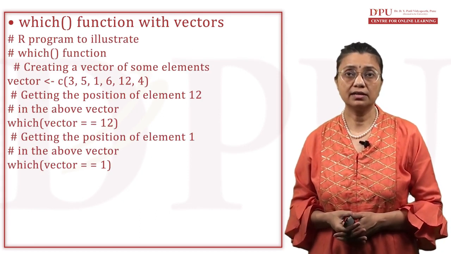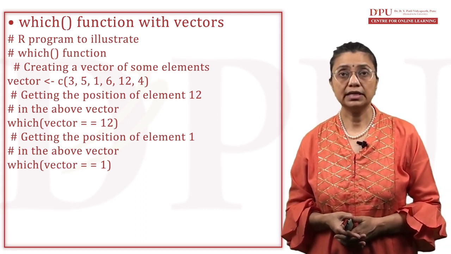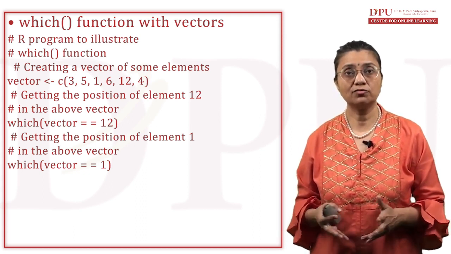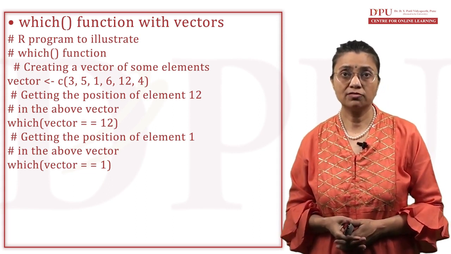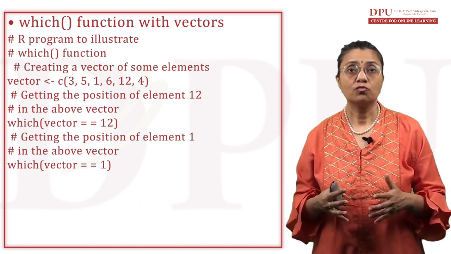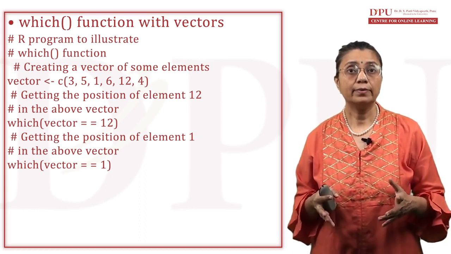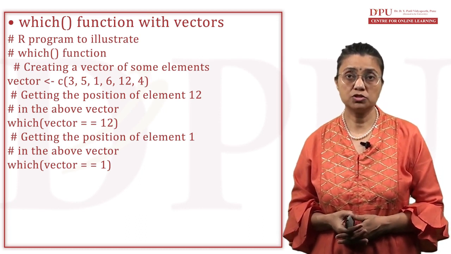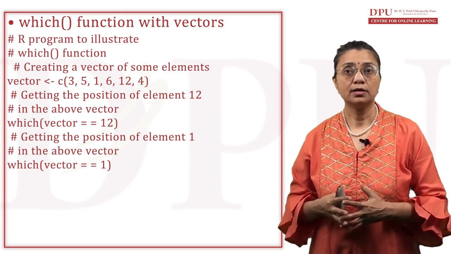First, we are creating a vector of some elements, vector C, where 3, 5, 1, 6, 12 and 4 is the vector. Getting the position of the element 12, how do we get it? So, we write which vector equal to 12, and then we are getting the position of element 1. We write which vector equal to 1.